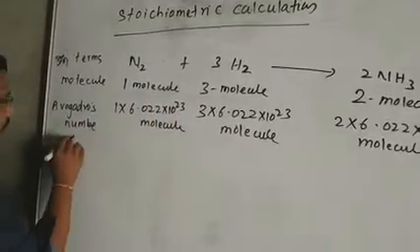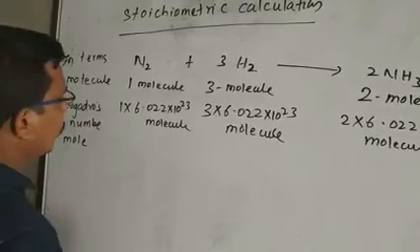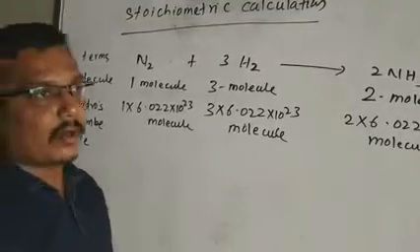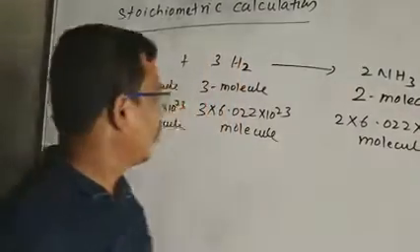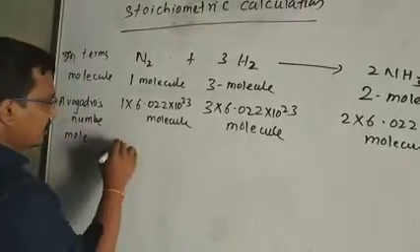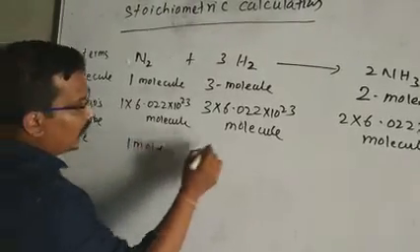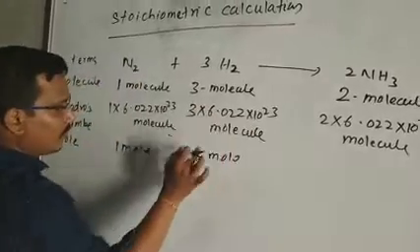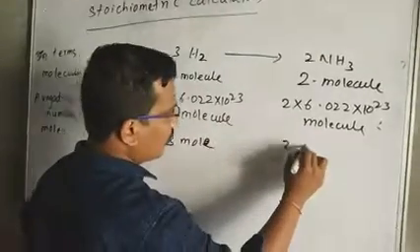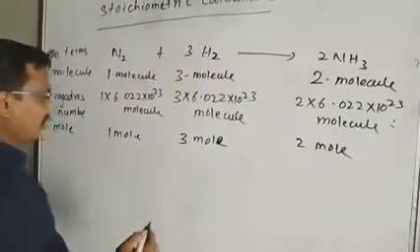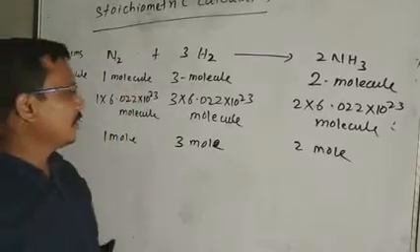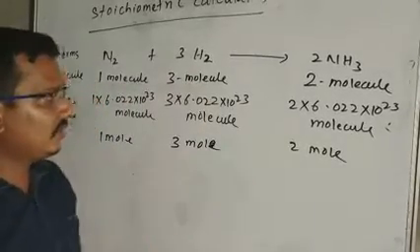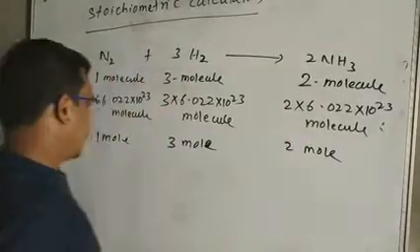Next is the mole relation. We know that Avogadro number is equal to one mole. That means here we have 1 mole, here we can write 3 mole, that is 3 into 1 mole, and next is 2 mole. This is said to be the mole relation. It means 1 mole of N2 reacts with 3 mole of H2 to give 2 mole of NH3.